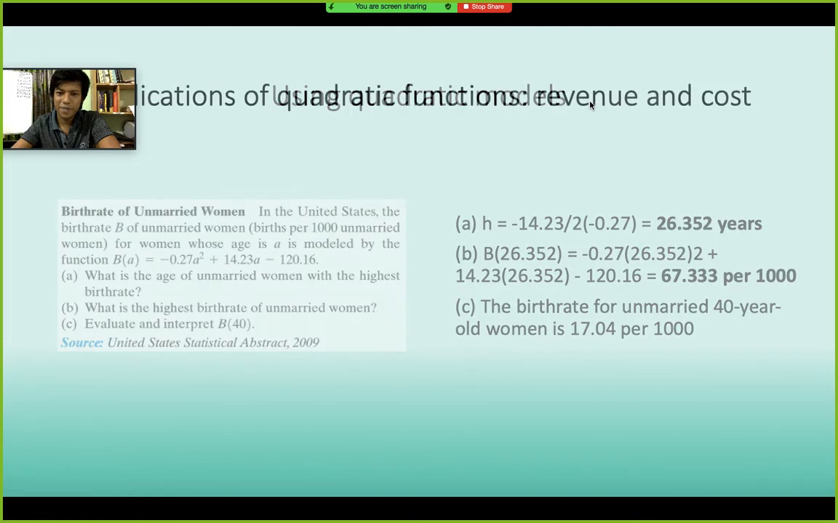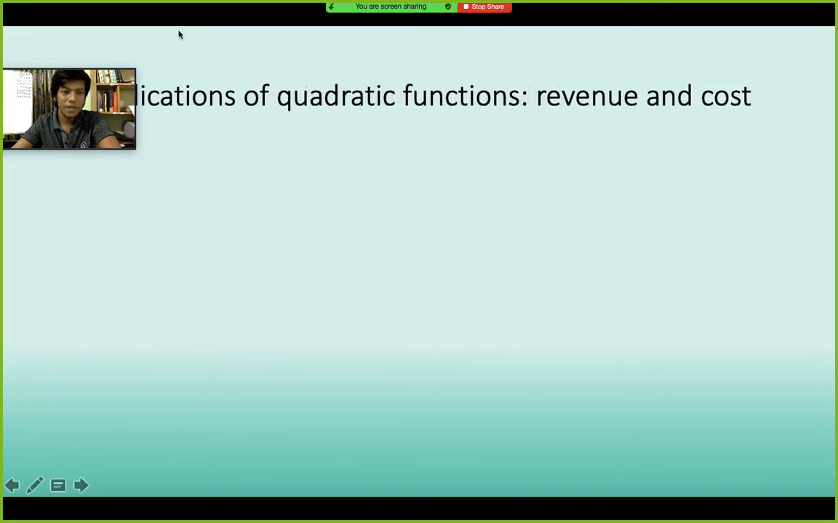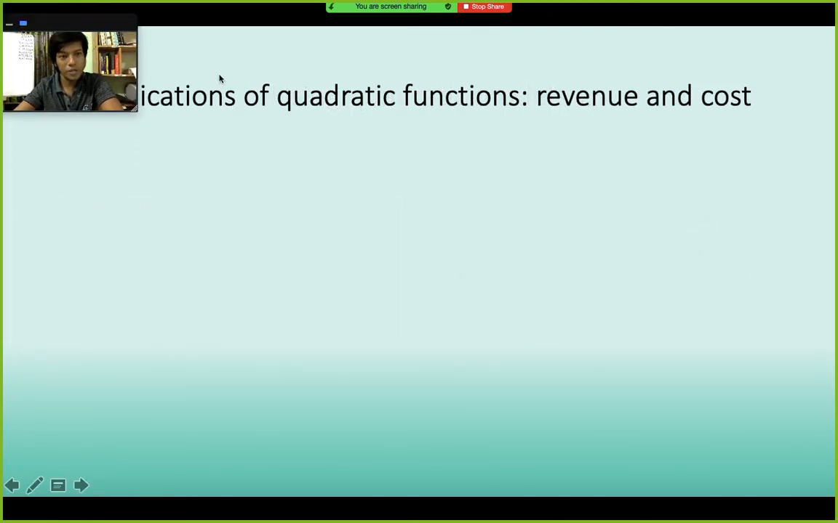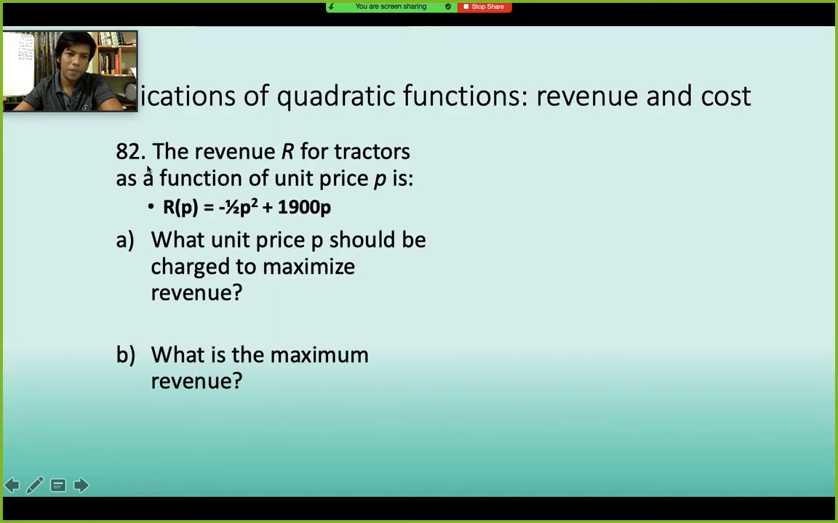So we have this. Next problem is, you will see that we will use actually the same rule now everywhere. The revenue of a tractor as a function of unit price P is given as this.